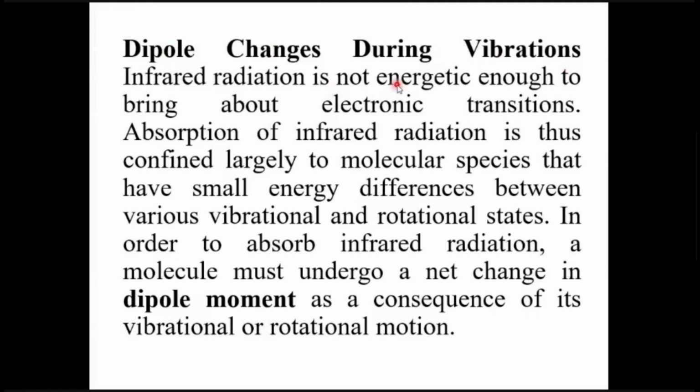Infrared radiation is not energetic enough to bring about electronic transition as compared to UV. Like pi electrons of the molecules cannot jump to anti-bonding pi star. Sigma electrons cannot jump into anti-bonding sigma star. So electronic transitions are not possible because infrared radiations are weaker radiations.